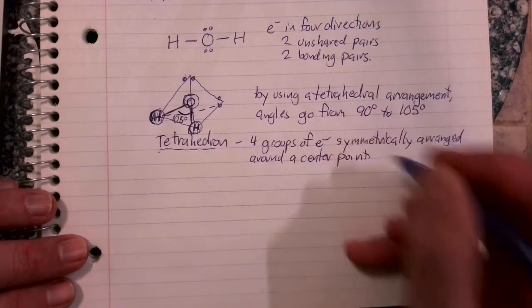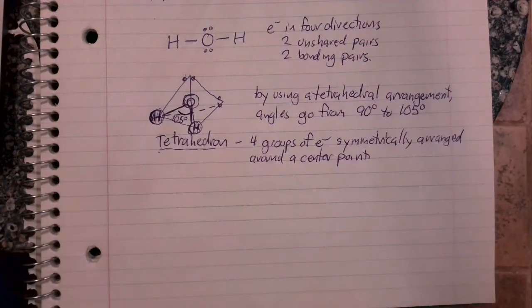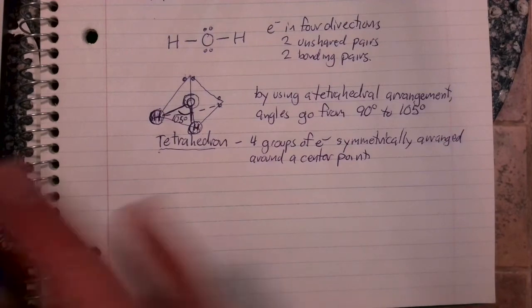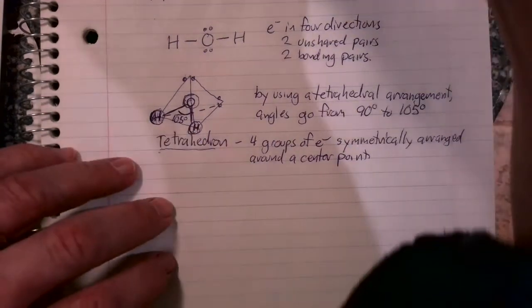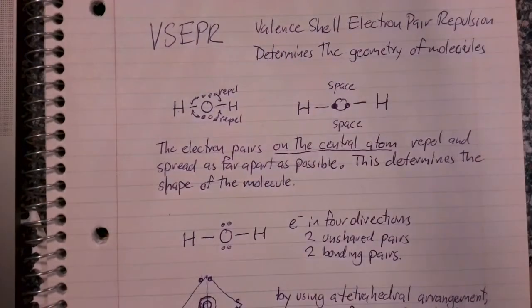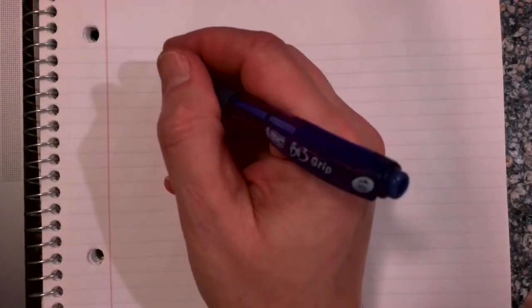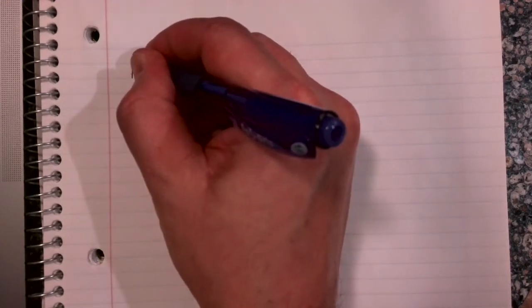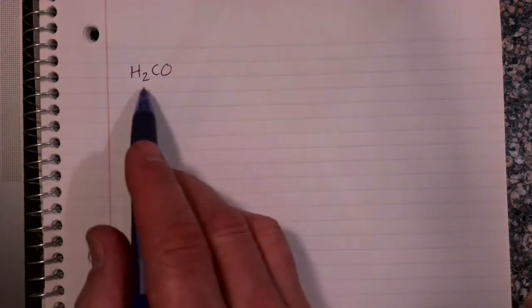Okay. Now we can have other arrangements as well, and we classify them based on how they're distributed around that center point. Let's take a look at some of these possible shapes. So if I had something, for example, H2CO, right? Something like this. We could draw the structure.